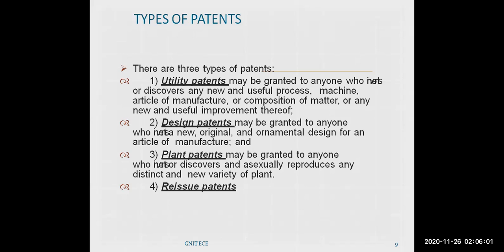And reissue patent. A reissue patent is nothing but for when there is an error. Say you have filed a patent, and you find that there is an error that is to be revised or corrected. Then you have to reissue that patent. So when you find an error in a patent proposal, you have to correct the error and reissue the patent. There is a provision available in the government.